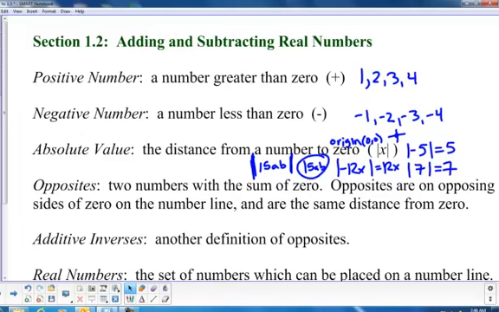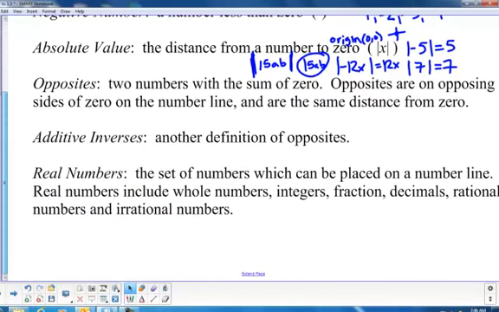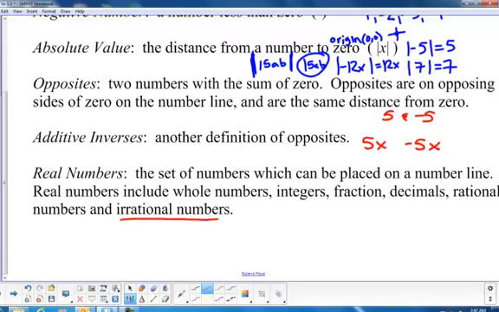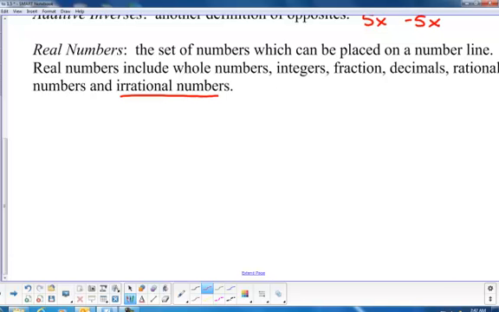So the opposite would be like 5 and negative 5. Those are opposites, and they add up to give you 0. Additive inverse is the same exact thing as opposites. You could use letters. So if you had 5x, the additive inverse would be negative 5x. And real numbers is anything on a number line, including irrational numbers. So let's add a couple definitions here.